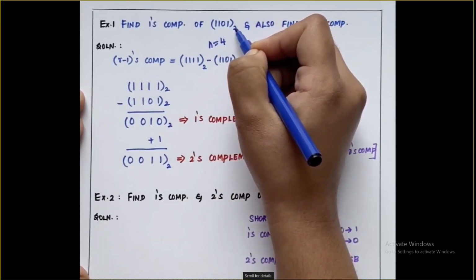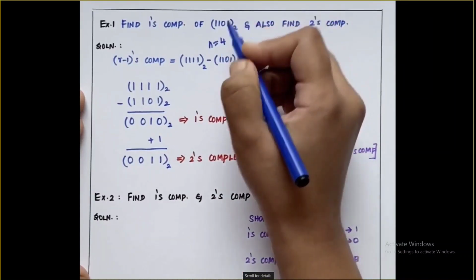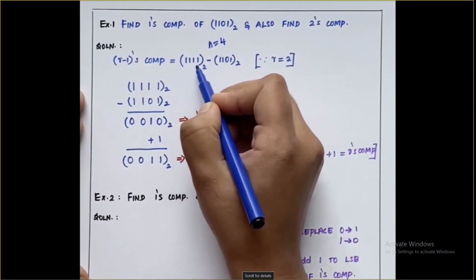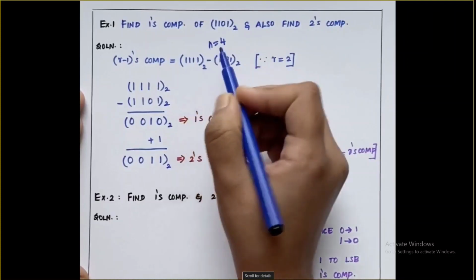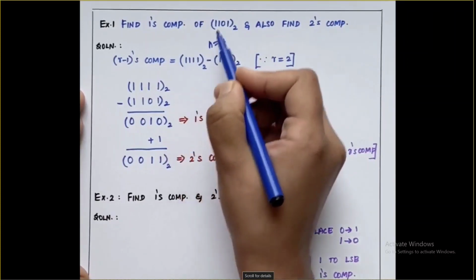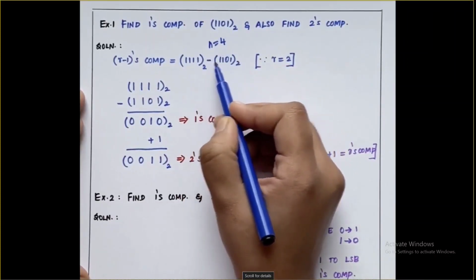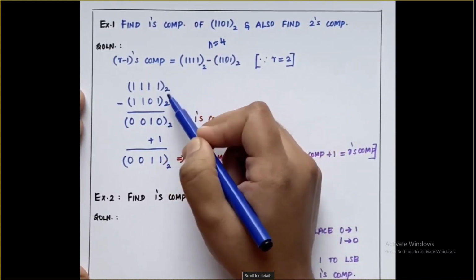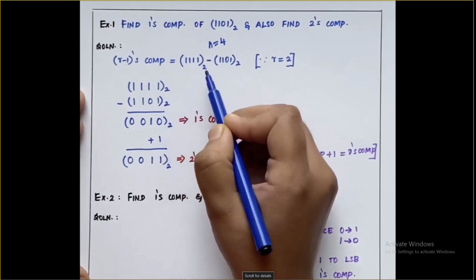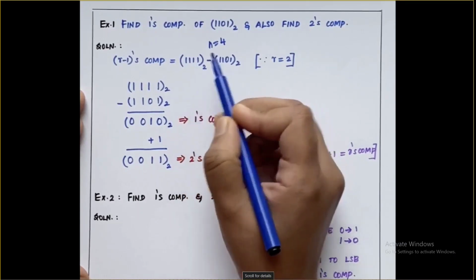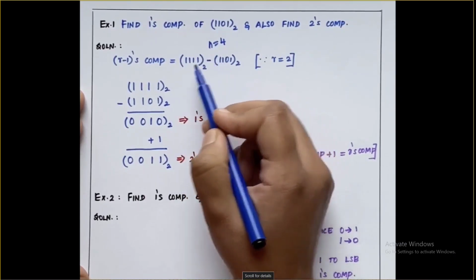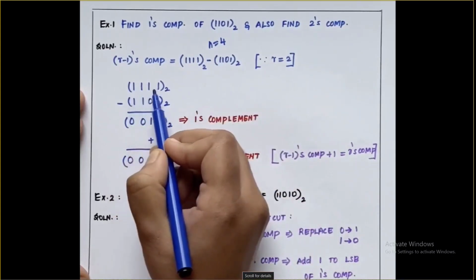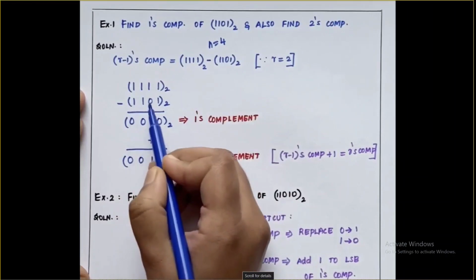Since n is equal to 4 and the base value is 2, 2 minus 1 will be 1 and we have to take 1 for 4 digits. So 4 ones to the base 2 minus the actual number, which is 1101. After performing subtraction for the given two numbers, we can get the value. So 4 ones to the base 2 and 1101 is taken here. We have to perform binary subtraction.